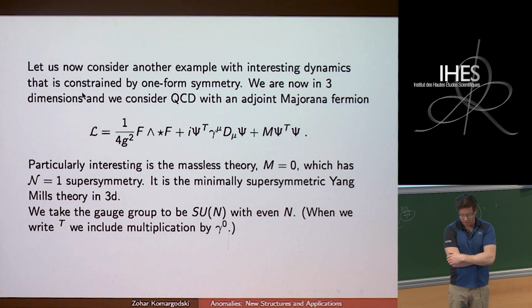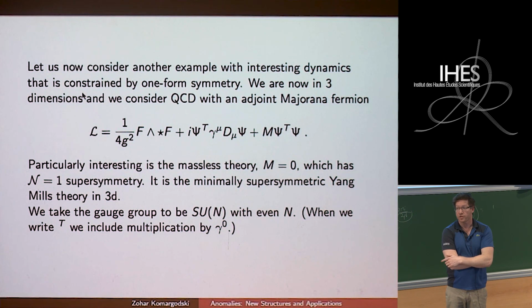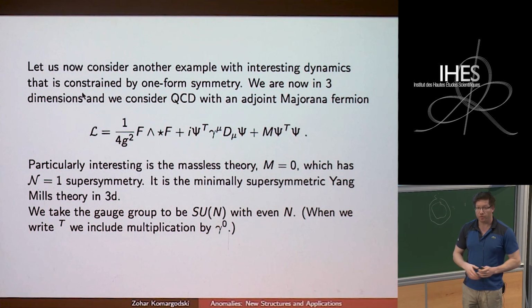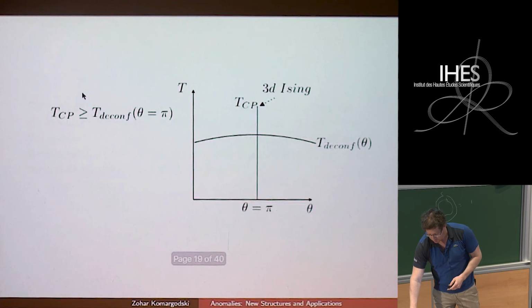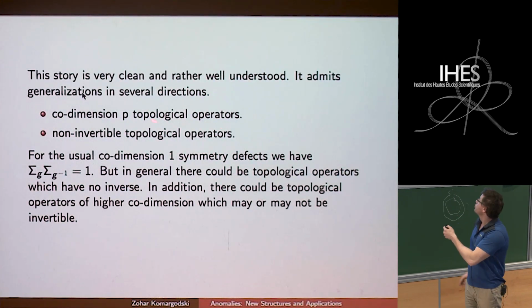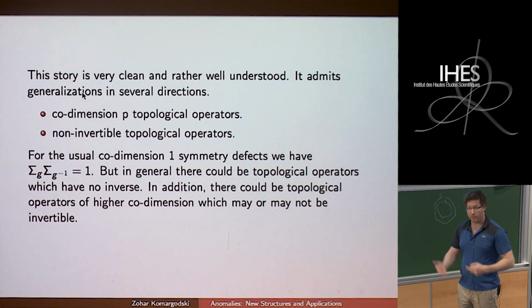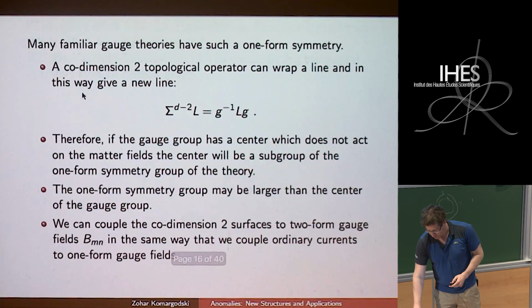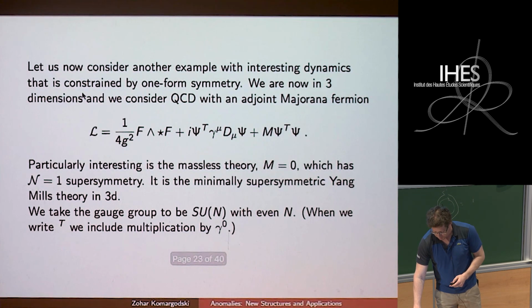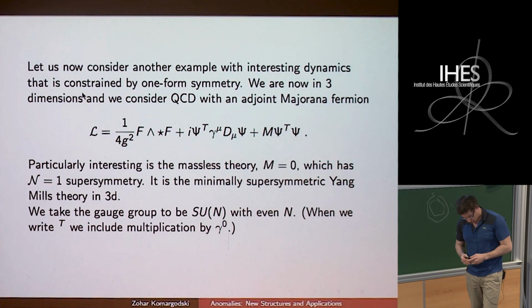Now I'm going to tell you about applications in 3-dimensional Yang-Mills theory. Are there any questions about 4 dimensions? Okay, so the next example is in 3 dimensions. This example still would not involve the non-invertible topological surfaces. It only involves the codimension 2 topological operators, namely a one-form symmetry. So the last example would involve the non-invertible topological surfaces.